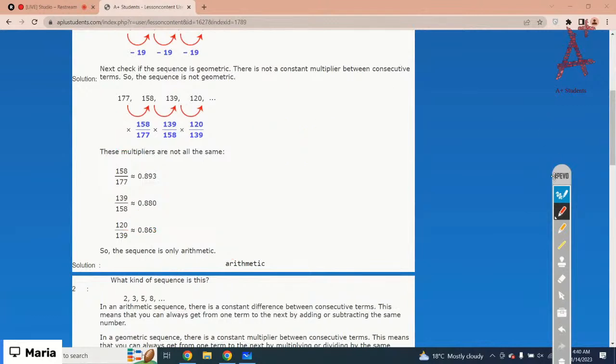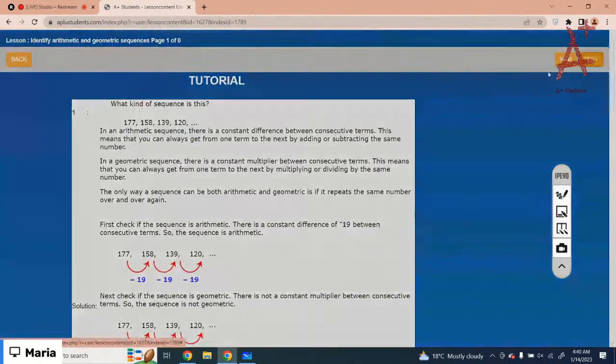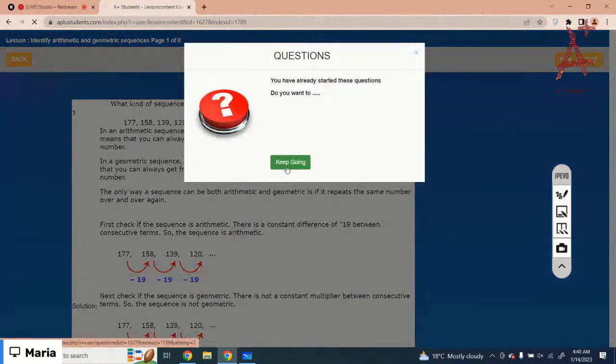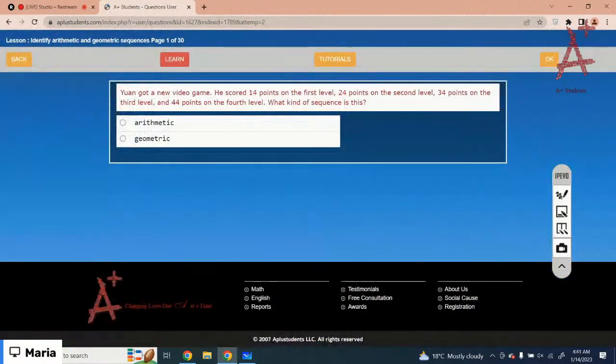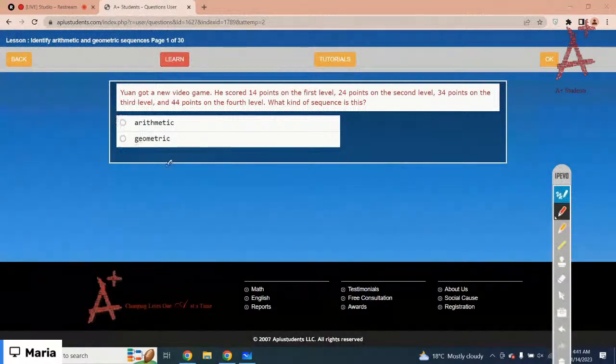Let's just start with the practice questions. Okay, just listen to me carefully. Yon got a new video game. He scored 14 points on the first level, 24 points on the second level, 34 points on the third level, and 44 points on the fourth level. What kind of sequence is this? You have to identify if this is an arithmetic sequence or a geometric one.